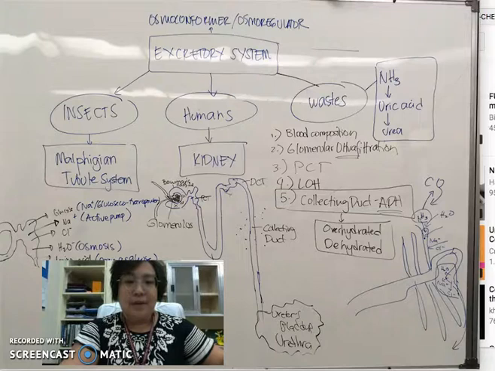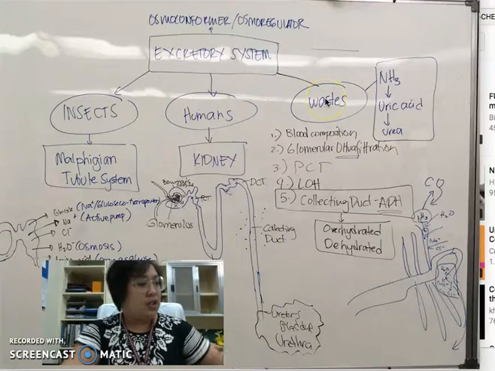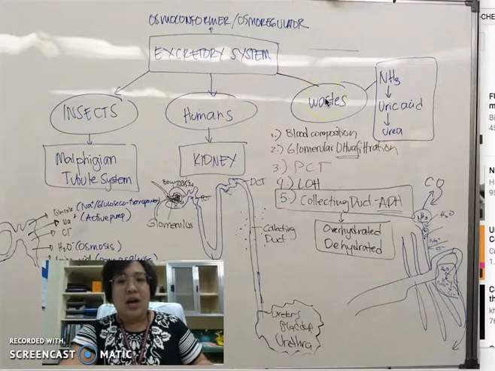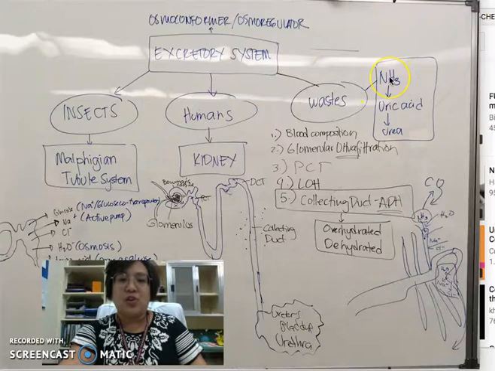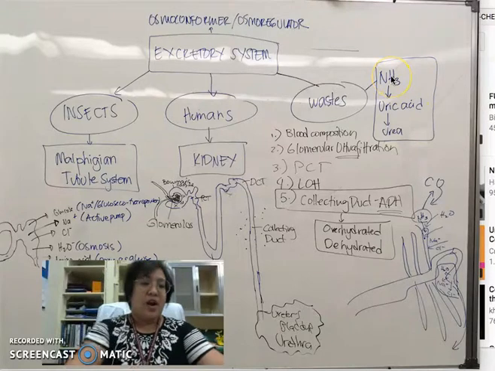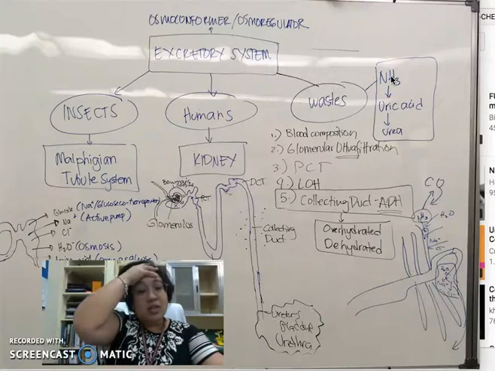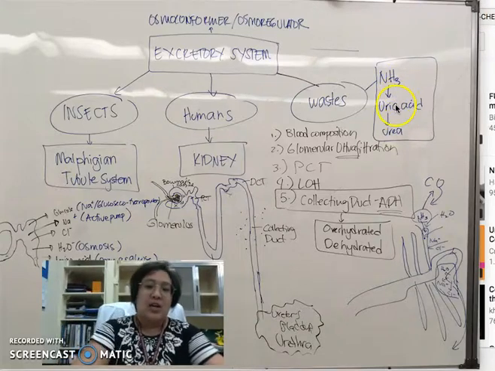Last, the waste product of the excretory system for us is urea. But originally it was ammonia. These are waste products of the breakdown of your proteins. But ammonia is very strong. If you mix it in water, it can be toxic to the cells. So we convert it into uric acid or urea.